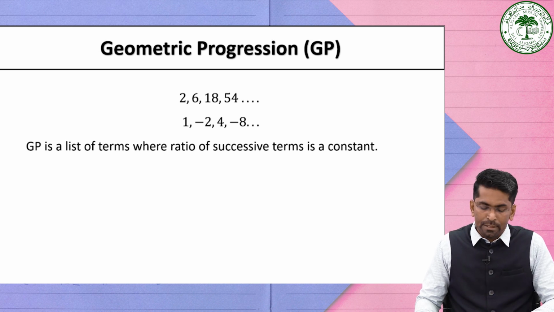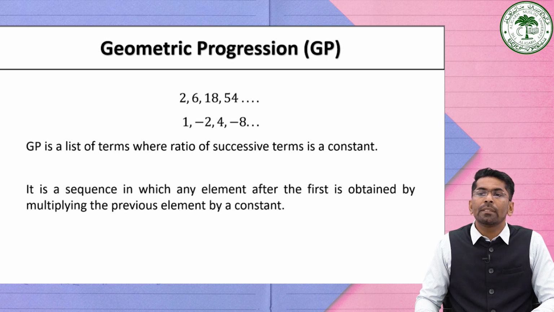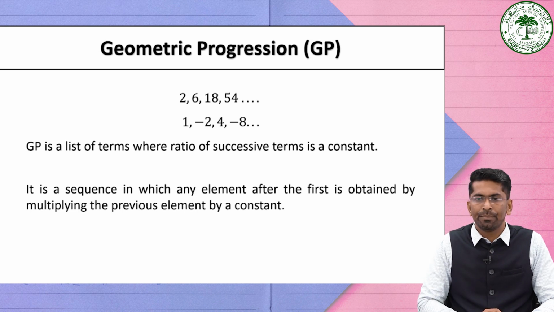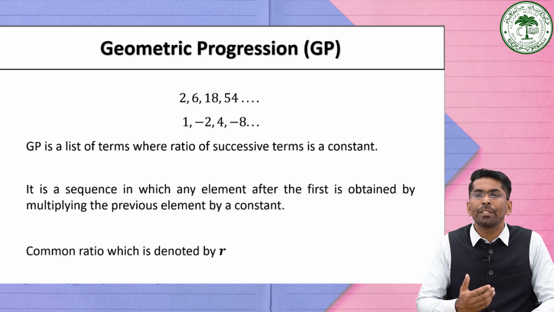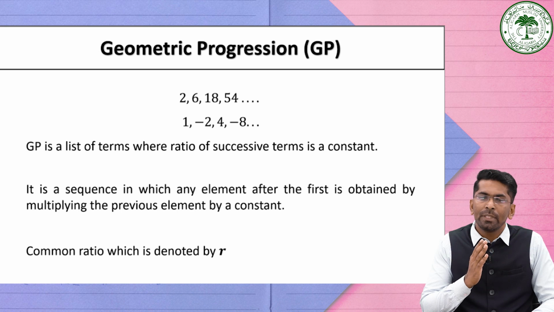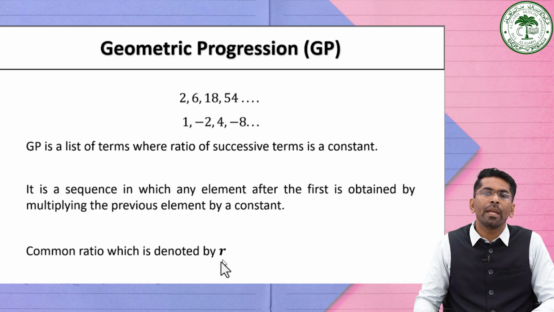Or it is the sequence in which any element after the first is obtained by multiplying the previous element by a constant. As against the arithmetic progression, there is no common difference in the geometric progression. Instead, we use a common ratio, which is the ratio of successive terms and is always constant. This common ratio is generally denoted by a small letter r.